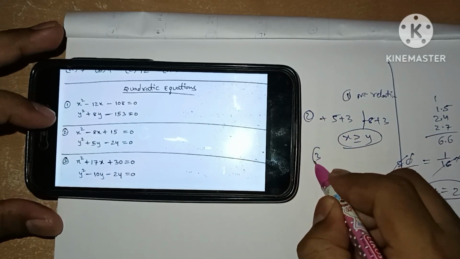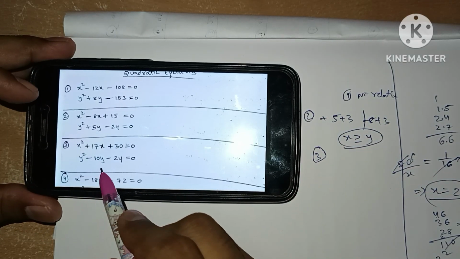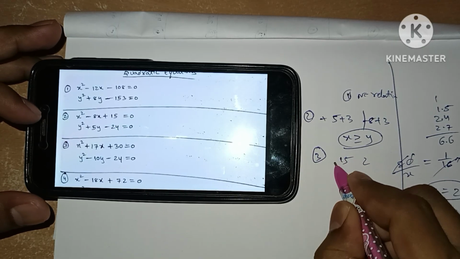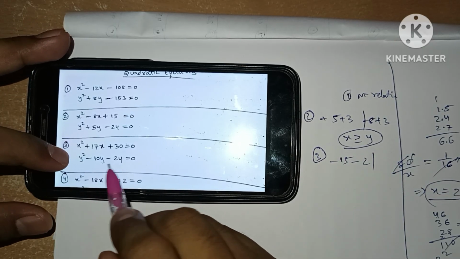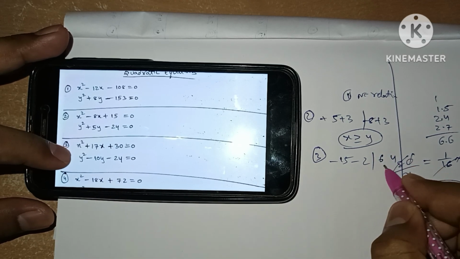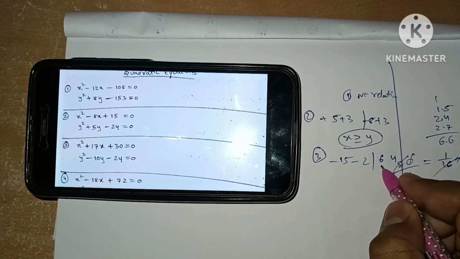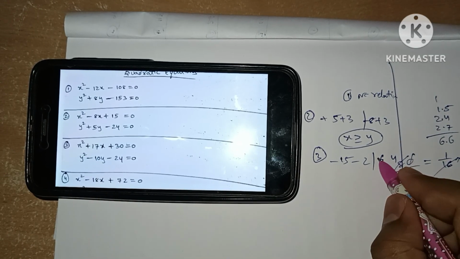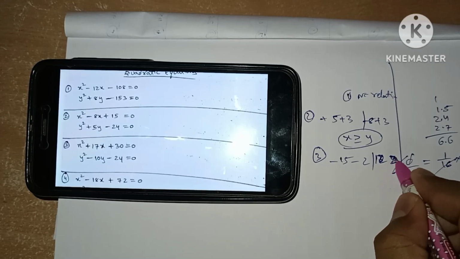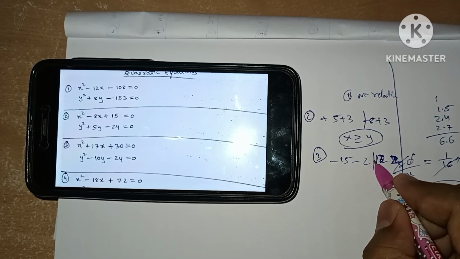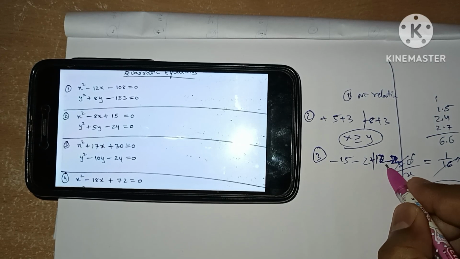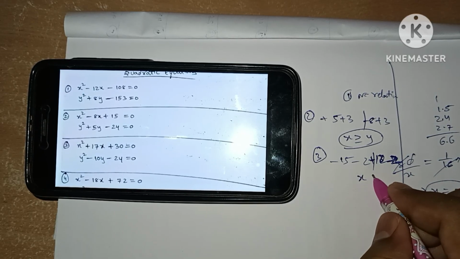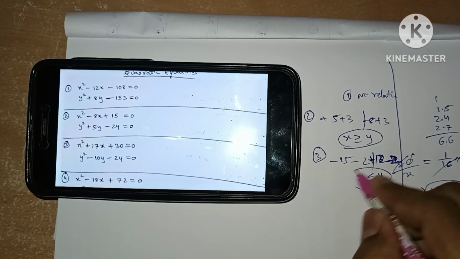Third one, 30. 30 means 15 2 times. Minus and minus. 24 becomes 10 means 6 4 times. Wait a second. Subtracting these two, we don't get 10, so it must be 12 2 times. So these are the roots, and the signs of the roots are positive and negative. By comparing these two, it is clear that x is less than or equal to y.